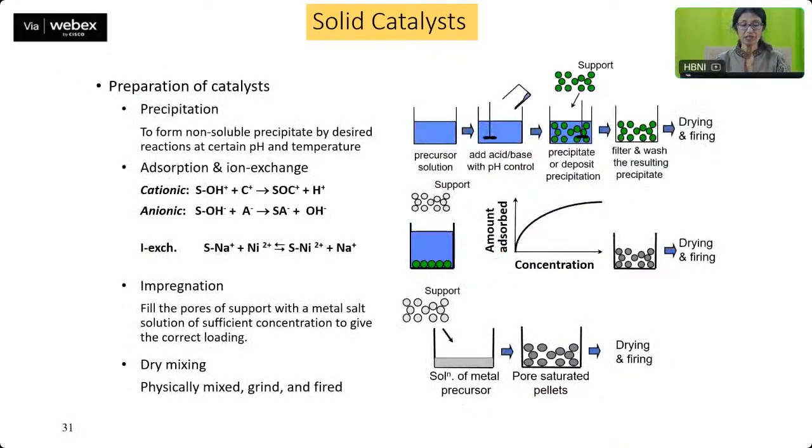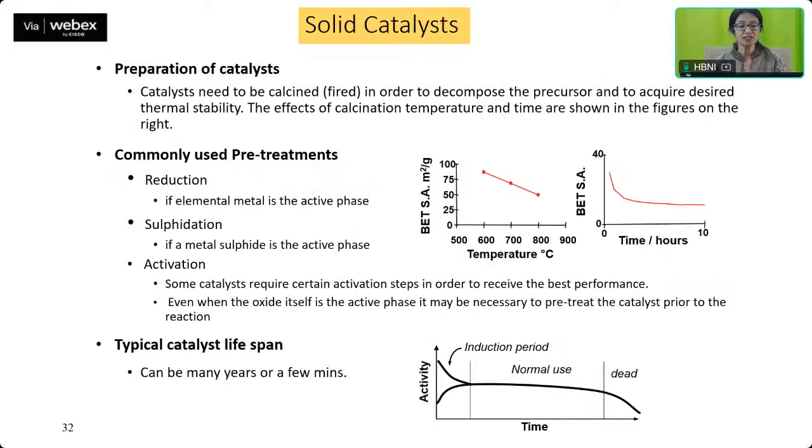Okay. So how do you prepare it? There are certain techniques. You use precipitation techniques. Then you can have adsorption and ion exchange. Then you can impregnate it. That is, you can do an impregnation step where you fill the pores of the support with a metal salt solution of sufficient concentration to give the correct loading of the catalyst material. Or else you can also do dry mixing, which is physically mixed, then ground and fired. So these are the different methods in which you can actually get your solid catalysts.